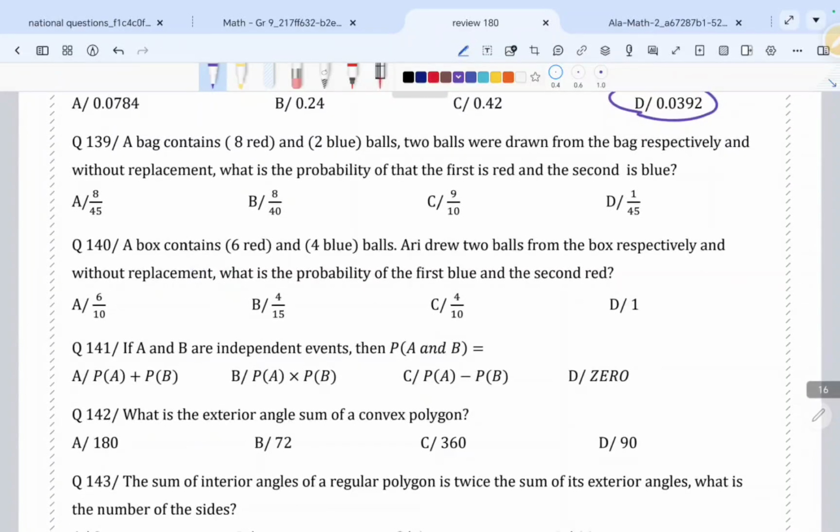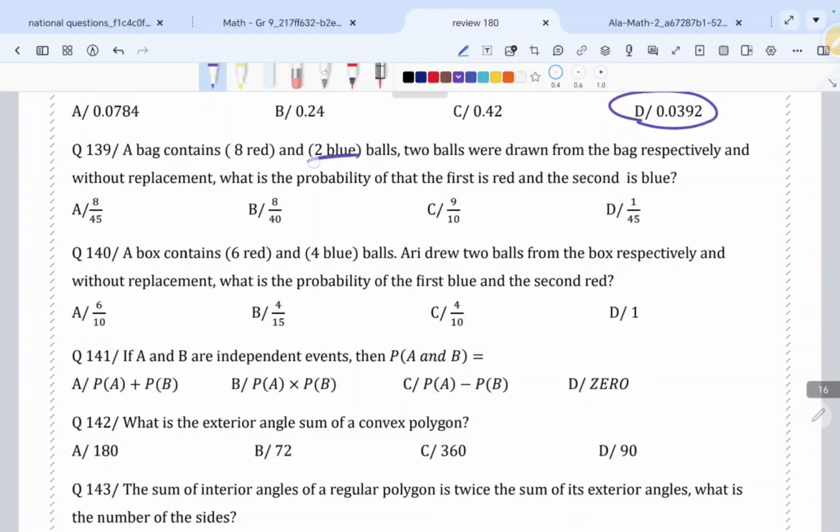A bag contains 8 red and 2 blue. So directly write the total. Total is equal to what? Equal to 10. They ask what? The first one is red. How many reds do you have? 8. 8 out of what? 8 out of 10. In simplest form, it will be 4 out of 5.